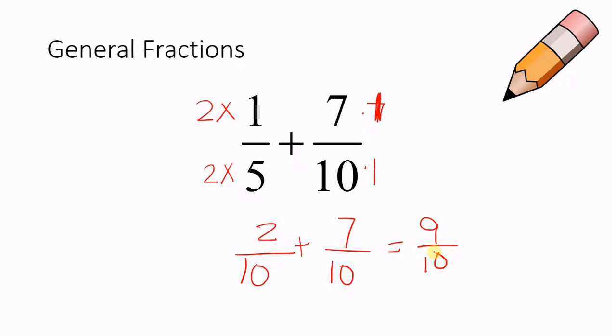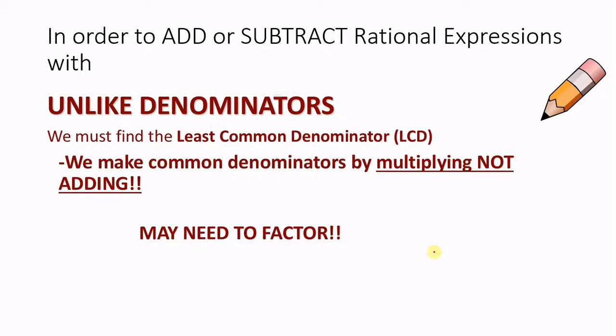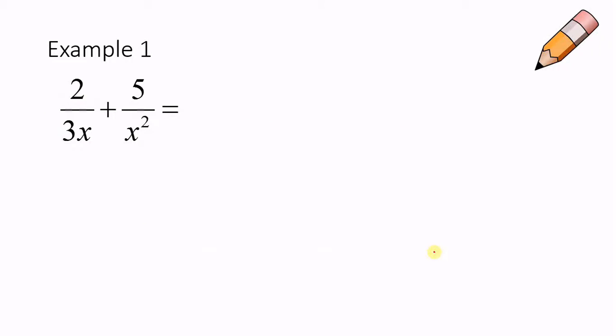Same thing comes to these kinds of problems when you have x's and stuff. Basically, you need to find the least common denominator. You're going to make the common denominator by multiplying, not by adding. And you may need to factor at the end or at the beginning to make sure you see what's at the bottom. So let's try this out.